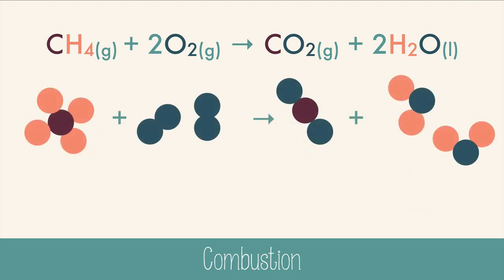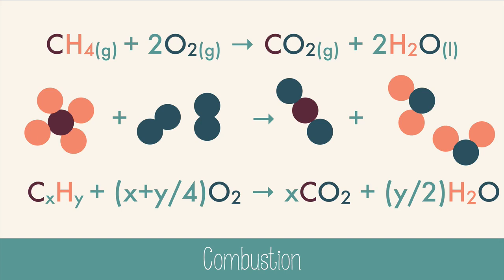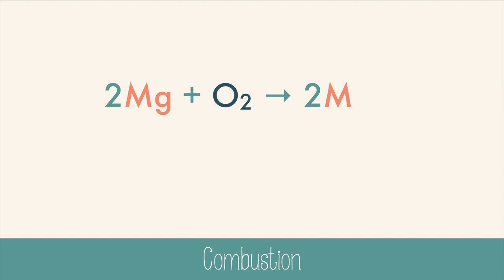So here we have an equation, a drawing, and now a formula for the combustion of a hydrocarbon. Don't be intimidated. The x and y variables here provide a shortcut for balancing the equation as well. But not all combustion reactions happen with hydrocarbons. The combustion of magnesium in oxygen is both a combustion reaction and a combination reaction. Remember, there are some reactions that can fit into more than one type of reaction.